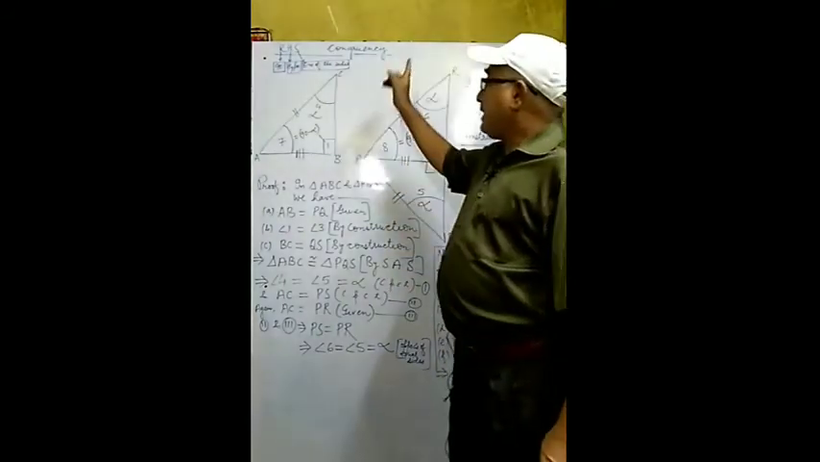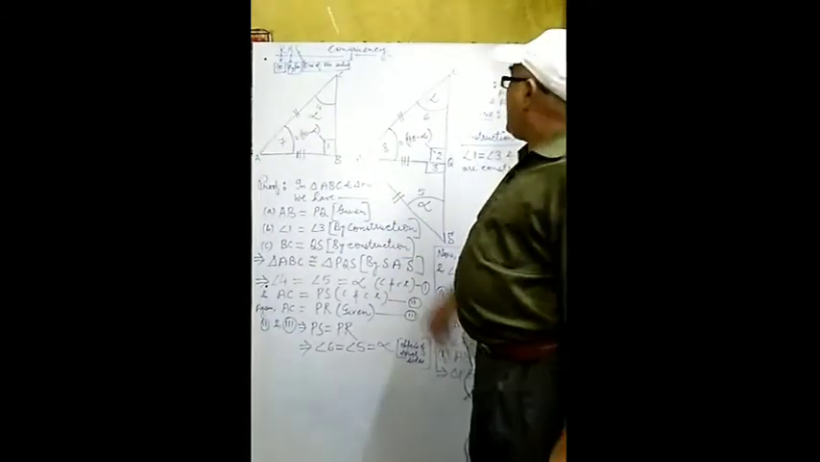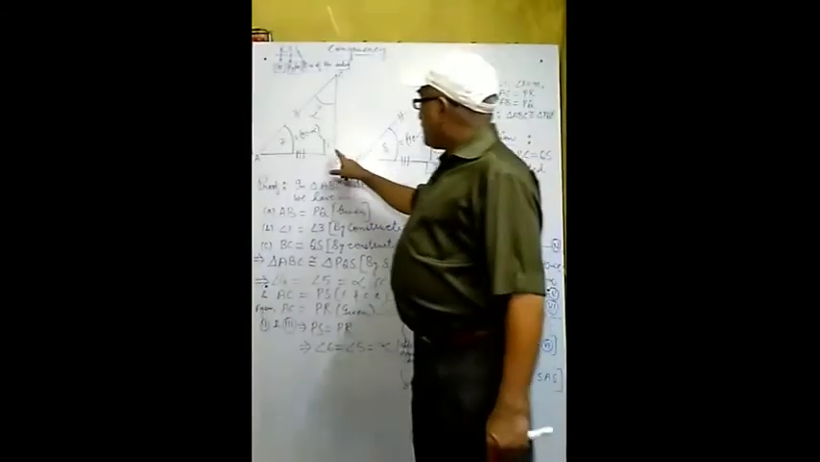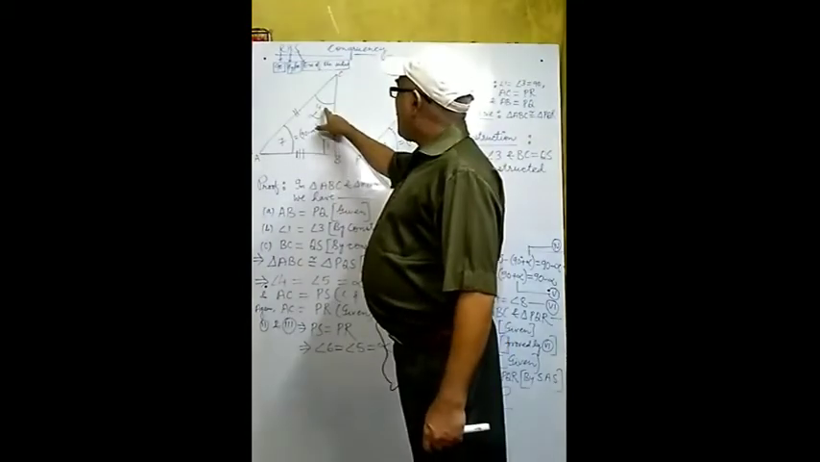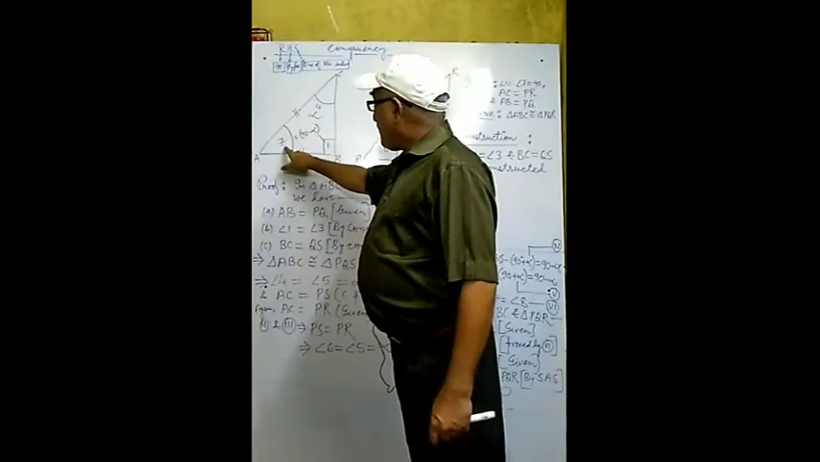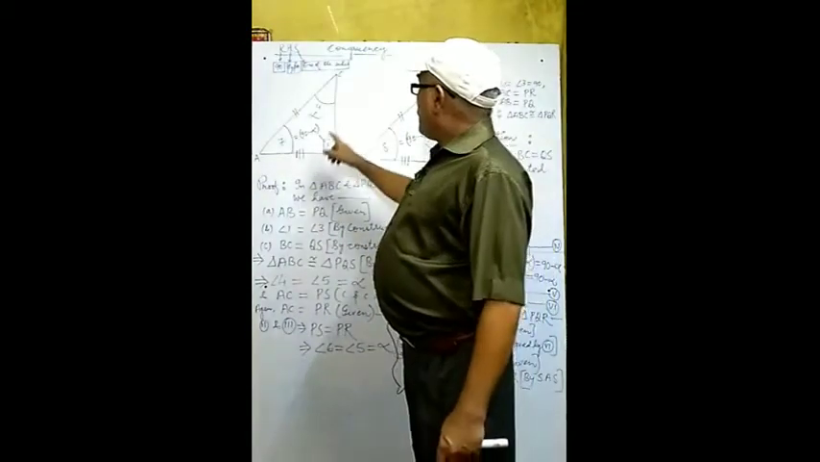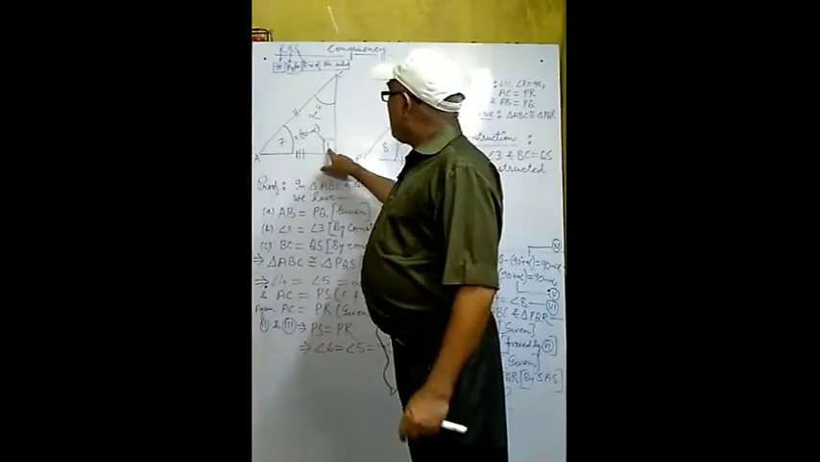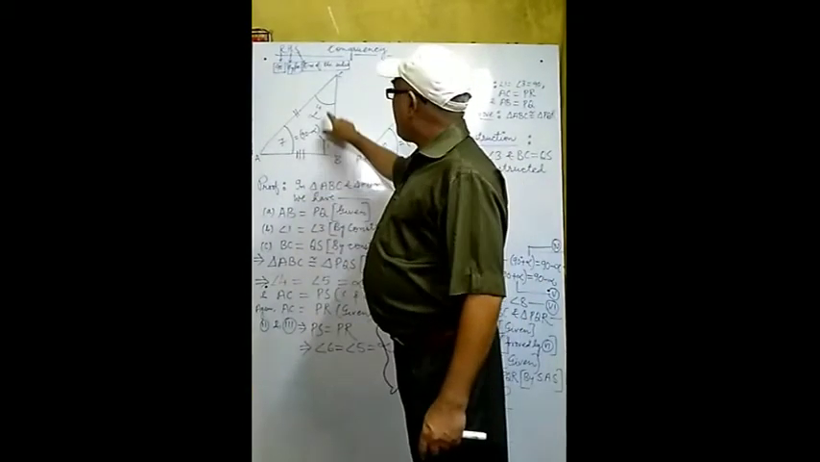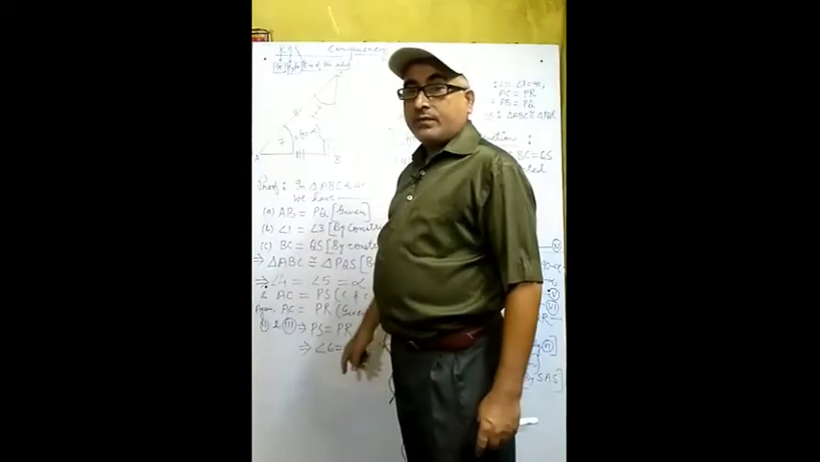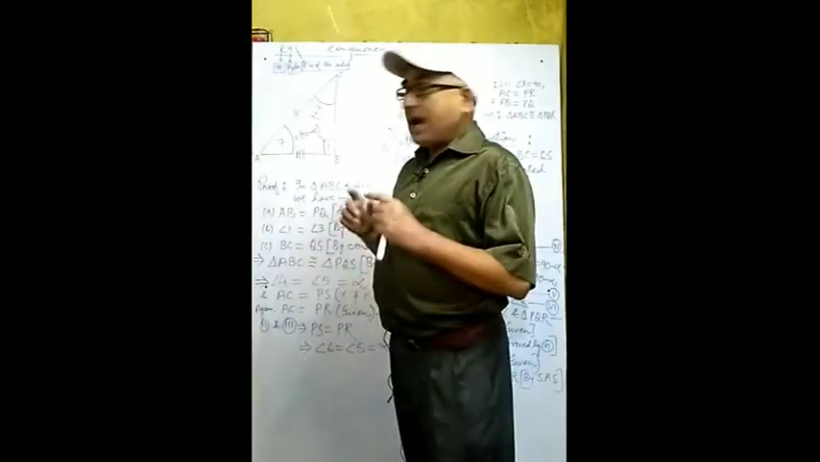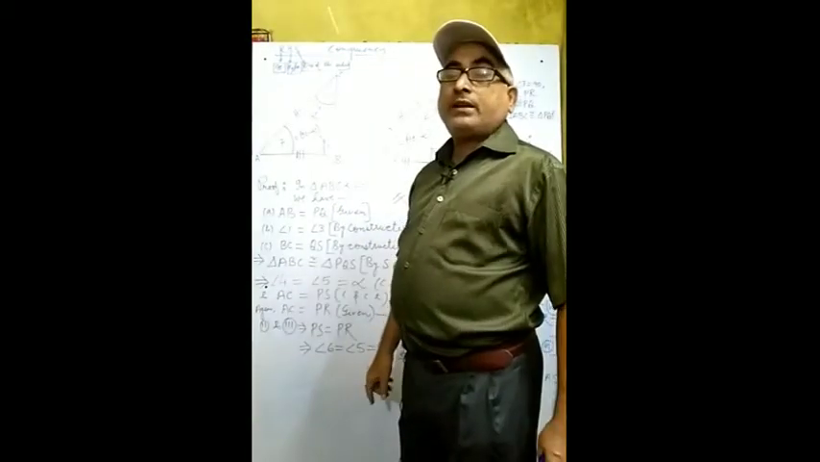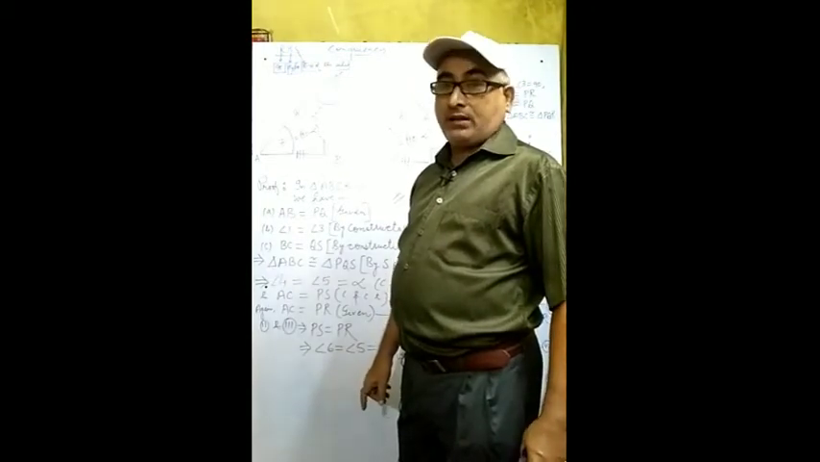Now observe triangle ABC and triangle PQR. This one is 90 degrees. This one is alpha. What will be the value of angle 7? The value of angle 7 will be 180 degrees minus (90 plus alpha). If 90 plus alpha is subtracted from 180 degrees, what will be there? It will be 90 minus alpha. This means angle 7 is 90 minus alpha by the angle sum property of triangle.